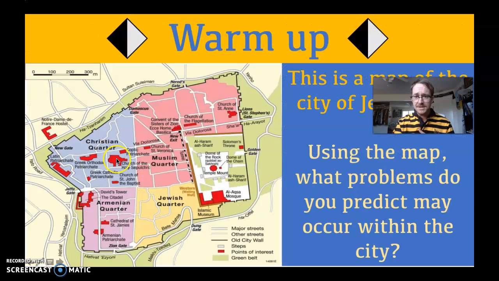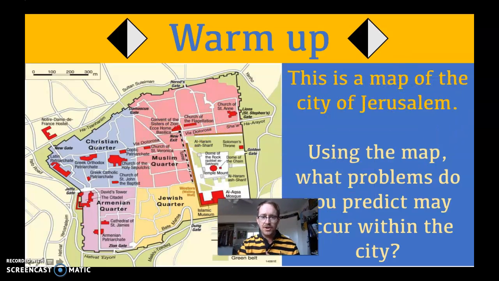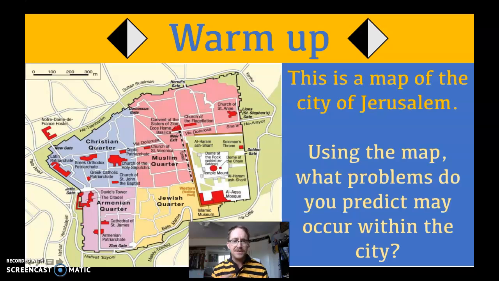So take a look at this map. Now, I'll try and get my big head out of the way. There we go. So this is a map of the city known as Jerusalem. This is an overhead shot of it, and you could see that it's divided into four sections. Over here, the Christian quarter, here, the Muslim quarter, down here, the Jewish quarter, and right here, shout out to Miss Churchian, the Armenian quarter.